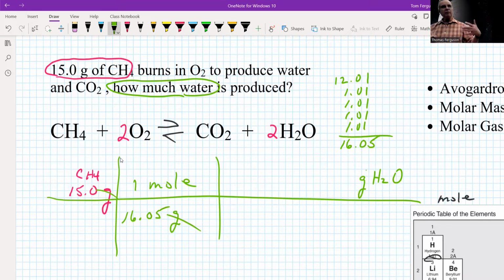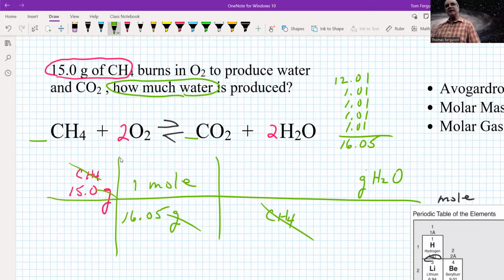Okay, so now we have moles of methane. How do we go from moles of methane to moles of water? That's through the balanced equation. And we're looking at the coefficients, these numbers right here. So it's 1, 2, 1, 2. Okay, so the methane needs to cancel. So that means methane is going to be the bottom here. It's going to cancel. On the top, we want to put what we're trying to calculate, which is water.